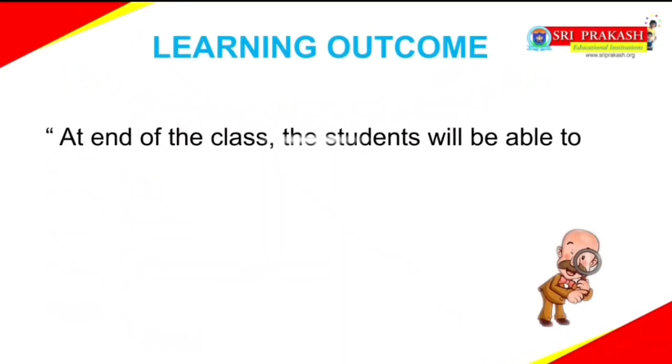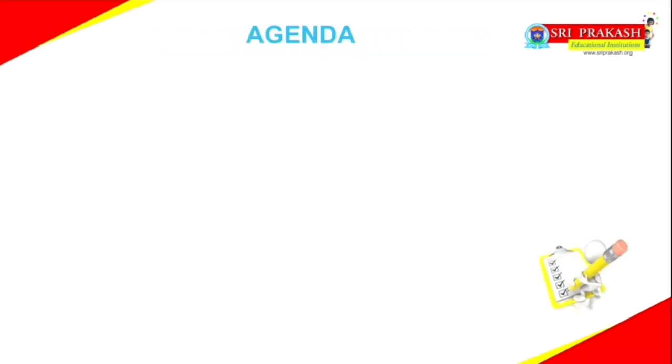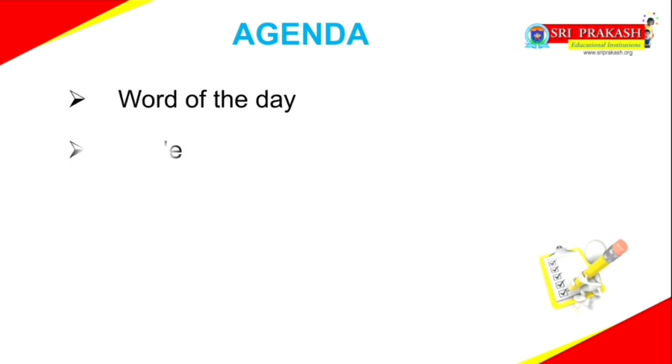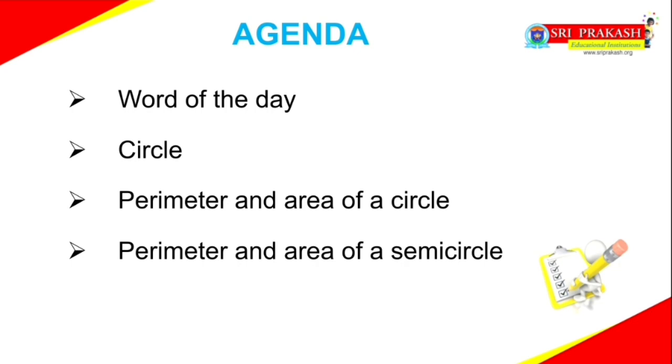Learning outcome. At the end of the class, the students will be able to learn about the area and perimeter of a circle. Today's agenda: word of the day, what is a circle, the perimeter and area of a circle, perimeter and area of a semicircle, and a summary.